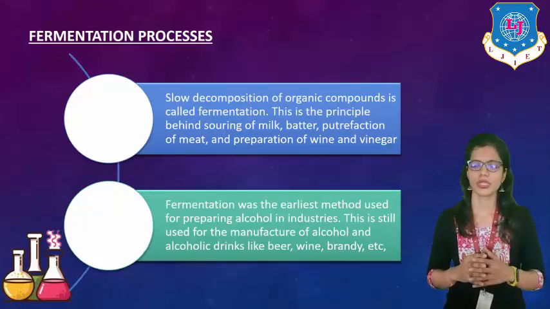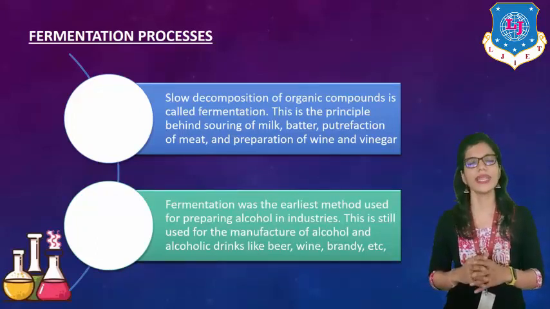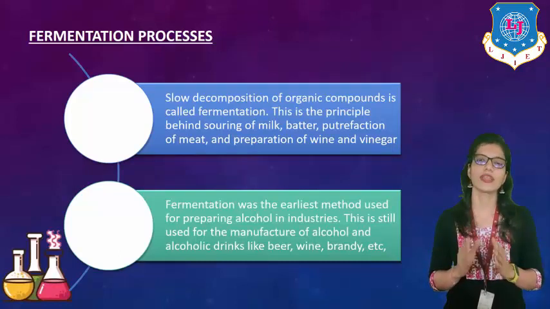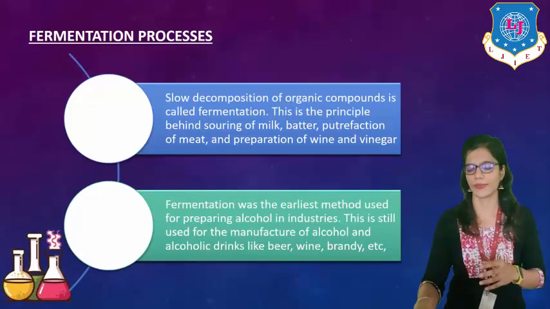Fermentation was the earliest method used for preparing alcohol in industries. This is still used for the manufacture of alcohol and alcoholic drinks like beer, wine and rum, etc. Almost each and every kind of alcohol is produced through the fermentation process only.